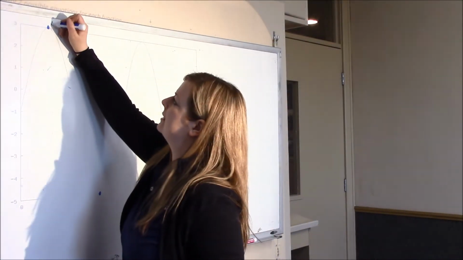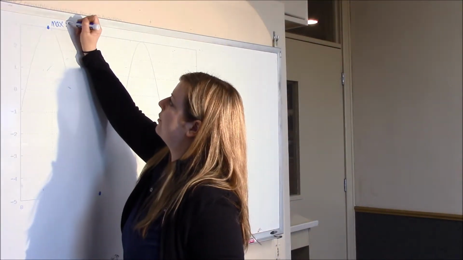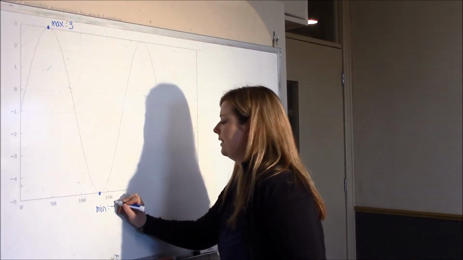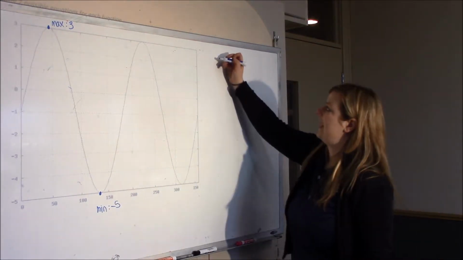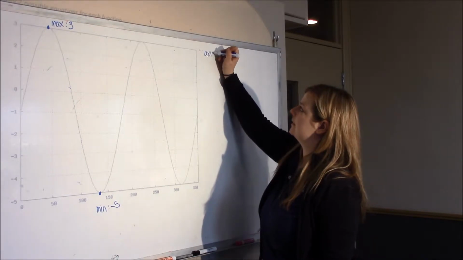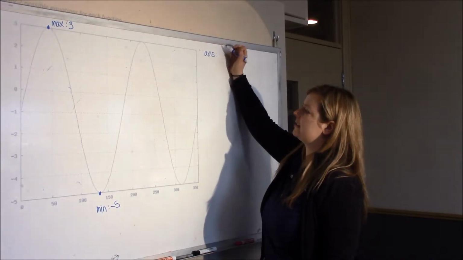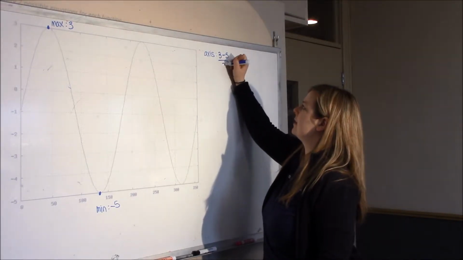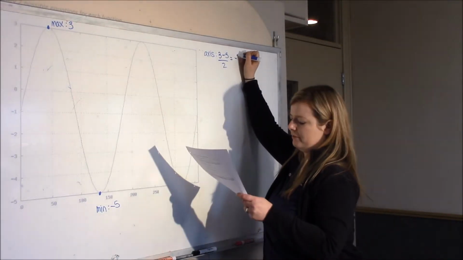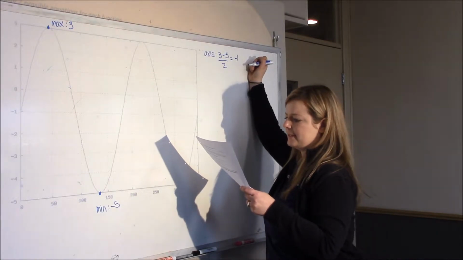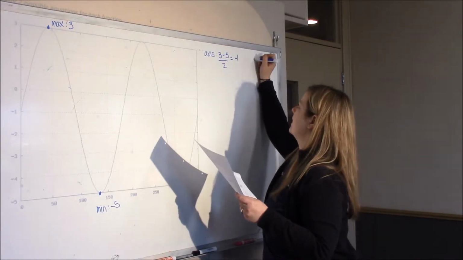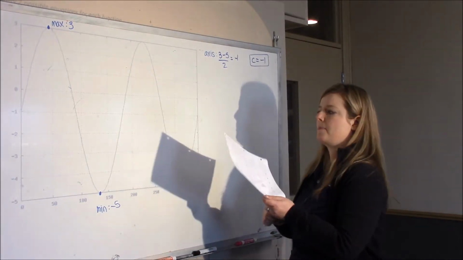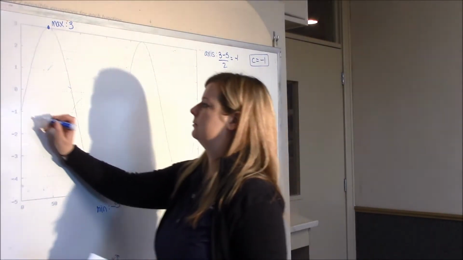Okay, so our max is 3, and our minimum is -5. The axis, remember, is always just the average of those two. So 3 minus 5 divided by 2 is -1. That means that the axis is -1. So our C value is -1, no matter what, for sure. You can draw that if you want.